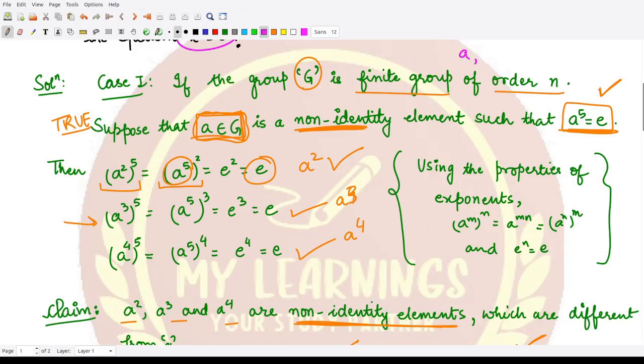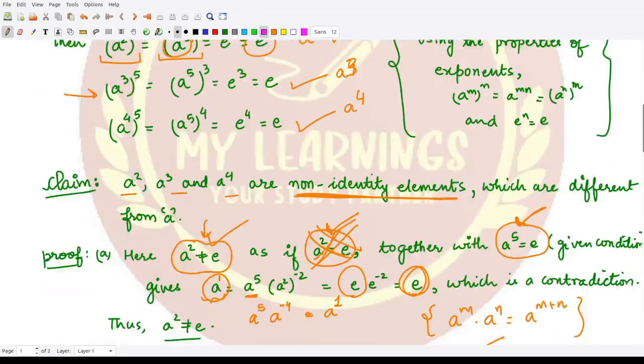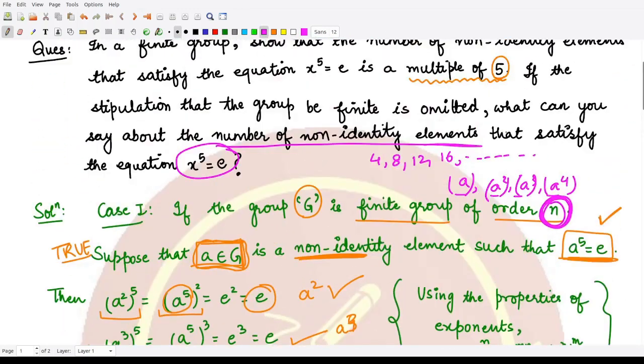So if you take the powers of a square, a cube, and a raised to power 4, you would again get the identity element, and moreover these are not the identity elements. Because as such we do not know what this number n is, depending on this n, you would have the multiple of 4 as the non-identity element. So it could either be 4, it could be 8, it could be 12, it could be 16, and so on. This number could be like this, right? And if this would be stopped somewhere if you have a finite group, and it would proceed likewise.